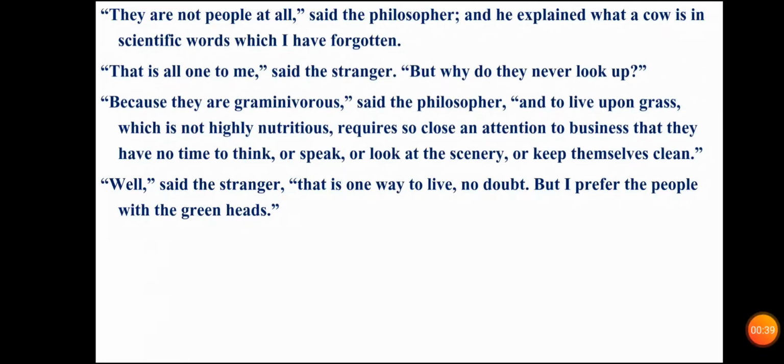After listening to the philosopher's scientific word for cow, the stranger said that this is all one to him, and asked why they are just looking down and never look up. The philosopher said, "Because they are graminivorous and they live upon grass, which is not at all highly nutritious." Nutritious means providing nourishment. Graminivorous means animals that feed upon grass.